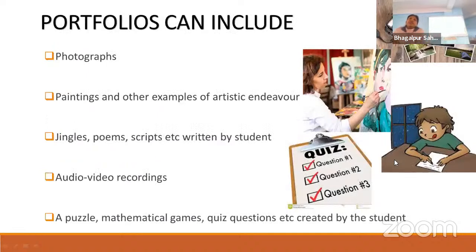So the question comes to mind, what does a portfolio include? क्या-क्या डाल सकते हैं उस portfolio में? क्या हम सारे papers डाल सकते हैं उसमें? No. Photographs. Any photograph? आपके घर के vacations का? No. Photographs of the role play. The children are taking part in dramatizations.